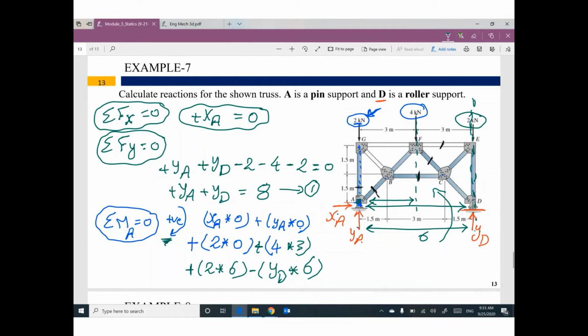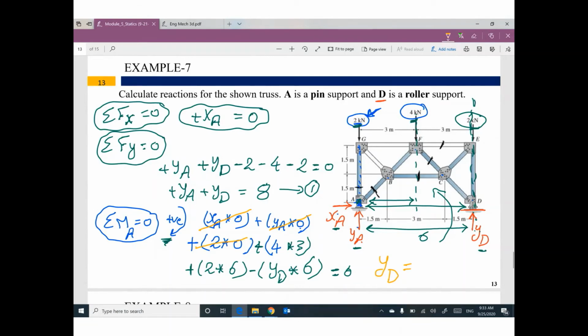Anything else? Please don't forget any. So XA, YA, 2, 4, 2, and YD, nothing else, equals 0. From this equation, I can cancel XA times 0 and YA times 0. The only unknown in this equation is YD. So I can figure out the value, and the 2 times 0 will also be cancelled.